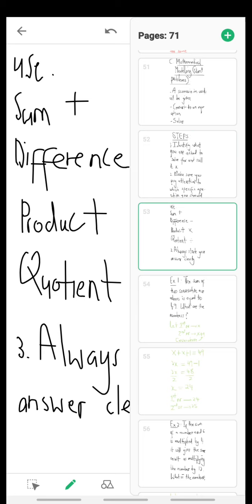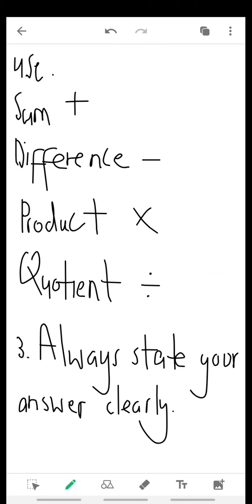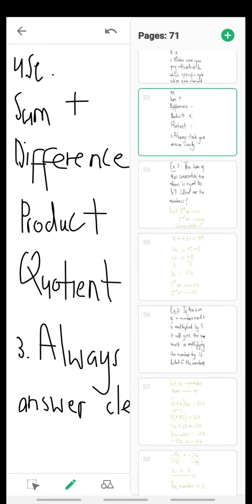For example, if they use the word sum, then it means you'll be using a plus, and if they use the word difference, then it means you'll be using a minus. If they use the word product, then you'll be using a multiplication sign. If it's quotient, you'll be using division. Then lastly, always state your answer clearly. Don't leave it as x equals something. Answer the question, using the correct units.